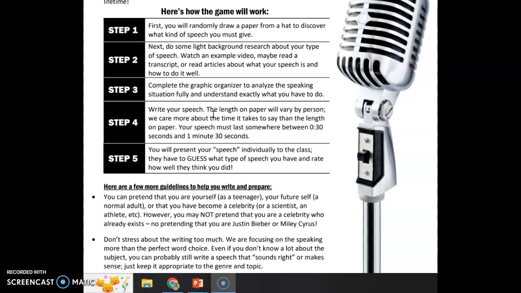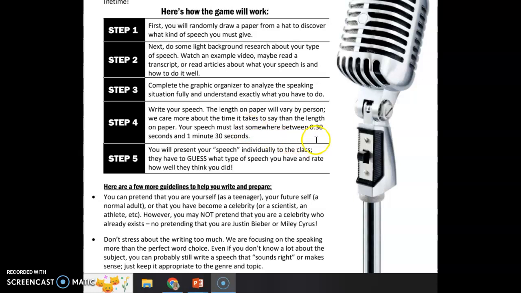Then do some light background research on your type of speech. And I can help with this too, providing some examples, reading a transcript, or giving a little bit of information about your topic and the type of speech and how to do it well. Then there'll be a graphic organizer that you use to go through the example speeches and to notice and understand what you have to do.